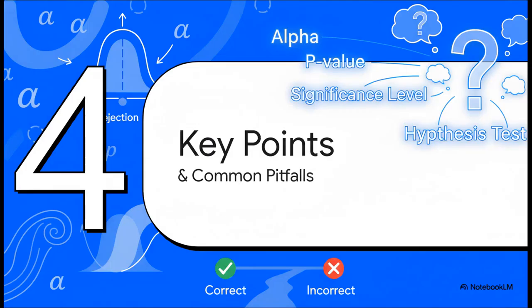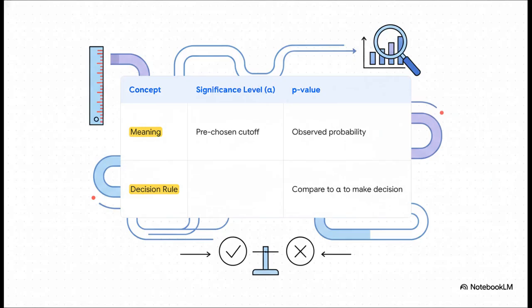Let's wrap this up by quickly going over the key differences one more time, and then I want to flag one huge misunderstanding that trips people up all the time. So let's just lay it out plain and simple. Alpha is the rule you choose before you see the data. It's your cutoff. The p-value is the probability you calculate from your data.